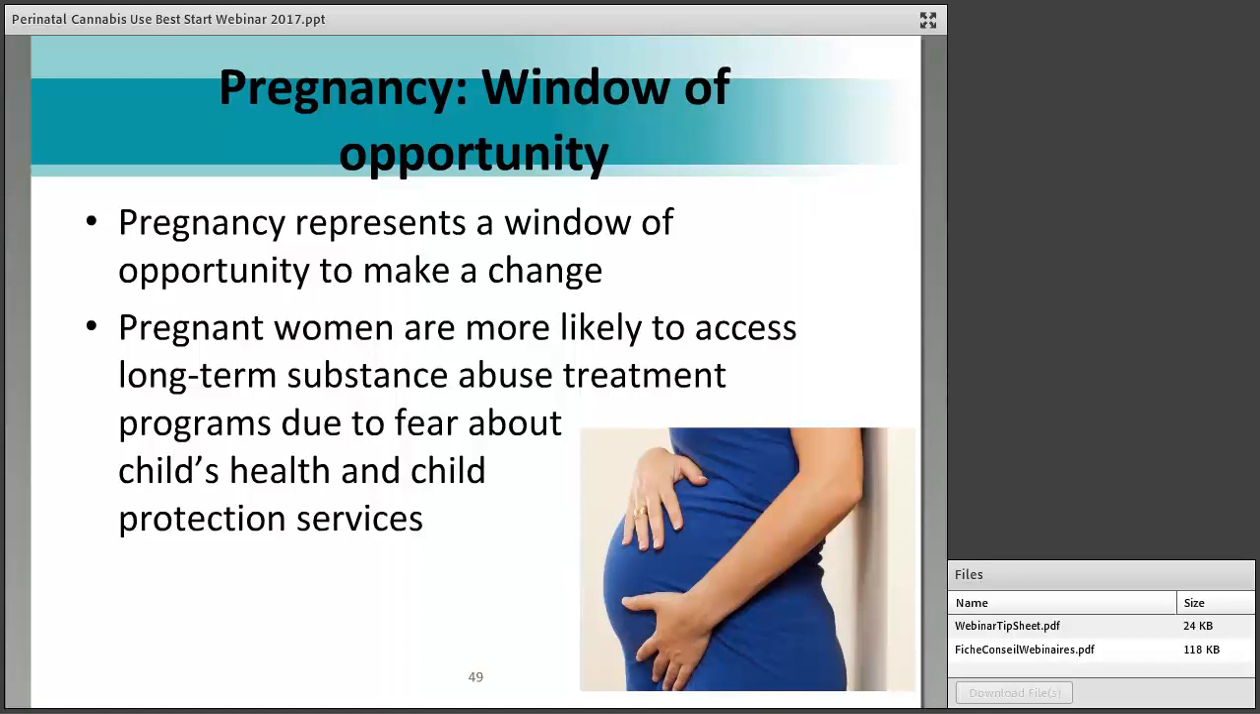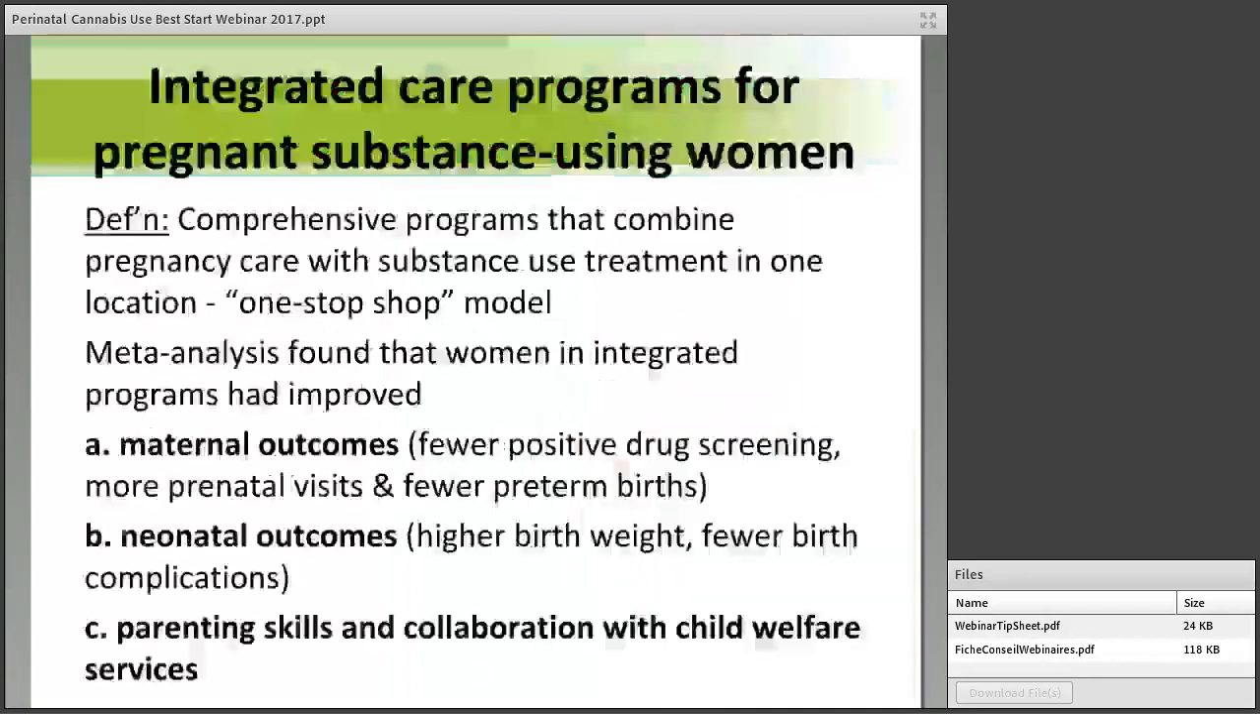Pregnancy is a window of opportunity, and we know that from numerous studies that have shown that pregnant women are more likely to access long-term substance abuse treatment programs, mostly because of a fear of child protection services, but also the fear of the outcome. They're afraid that they're causing harm to their pregnancies. And there's lots of evidence from, again, the U.S. when they looked at their trends in substance abuse treatment admissions from marijuana use, and they found that among pregnant women, there was a significant increase in the proportion of women that were reporting marijuana as a primary substance of abuse, and this increased from 8 to 20% over about a 10-year time period as well. So we know pregnant women will use the opportunity during pregnancy to make a change in their life, even if they were struggling before.